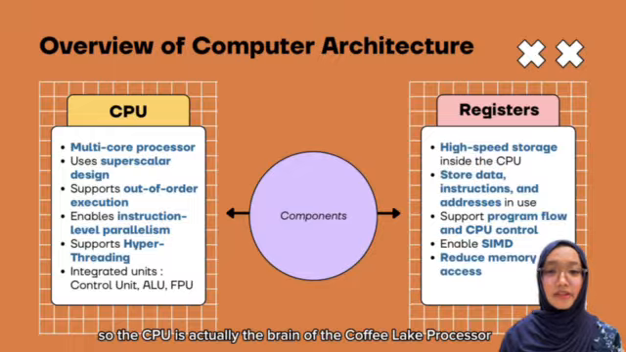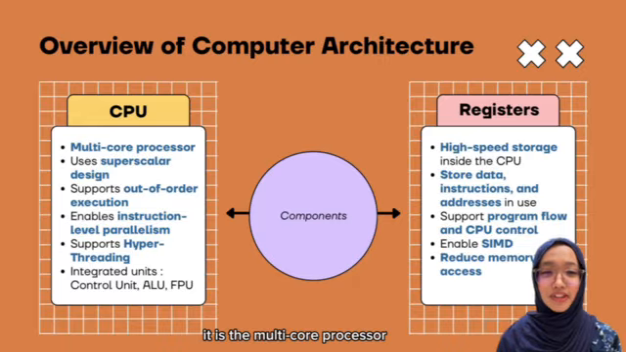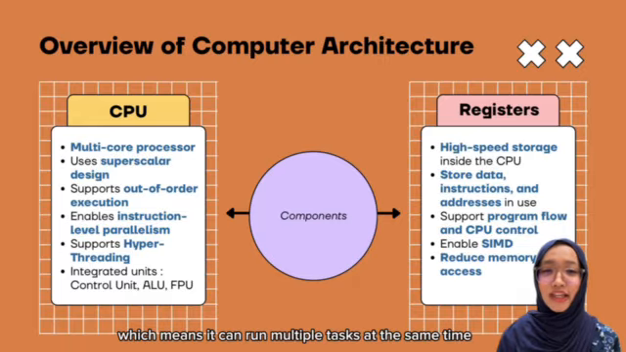So, the CPU is actually the brain of the Coffee Lake processor. It is a multi-core processor, which means it can run multiple tasks at the same time. Coffee Lake uses a superscalar design and out-of-order execution, allowing instructions to be processed efficiently without waiting unnecessarily. Some models also support hyper-threading, which improves multitasking. Inside the CPU, components like the control unit, ALU, and FPU work together to perform calculations and control operations.